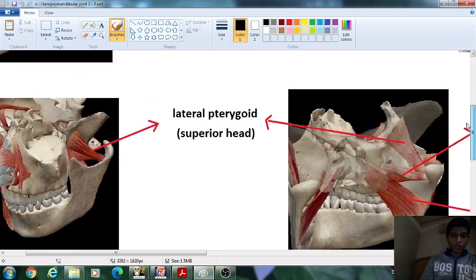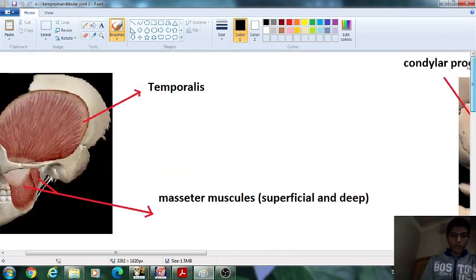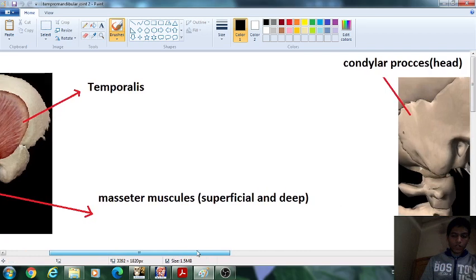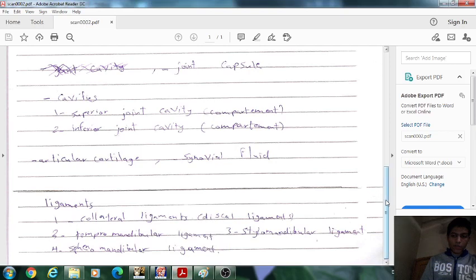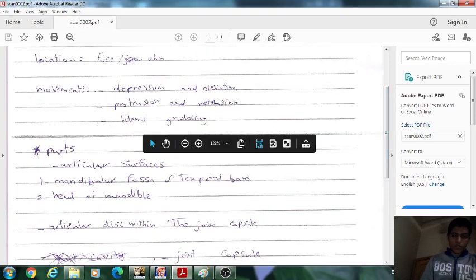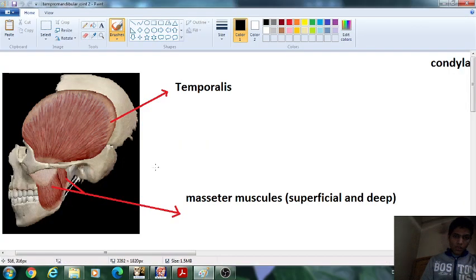Then maybe talk about some of the muscles responsible for the depression movement of the joint. I'm sorry, responsible for the elevation movement of this joint. We have the temporalis, which is this big muscle that extends in this direction. Then we have the masseter muscles, superficial and deep masseter.